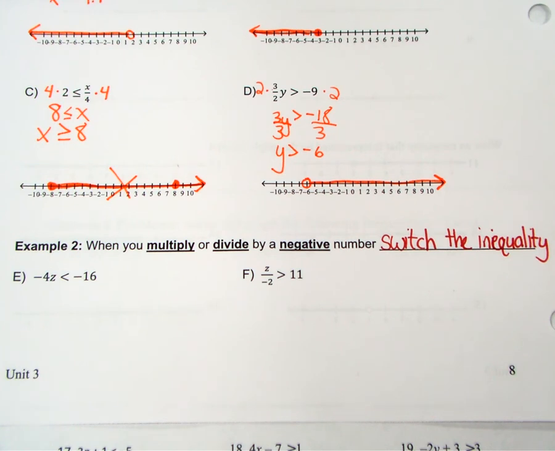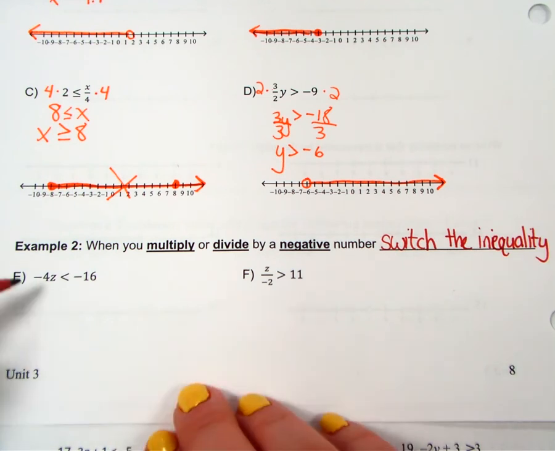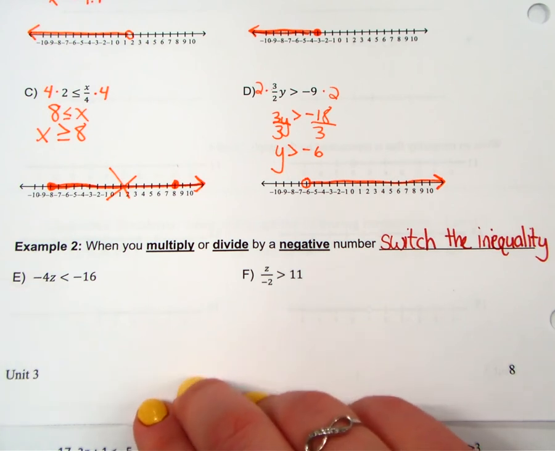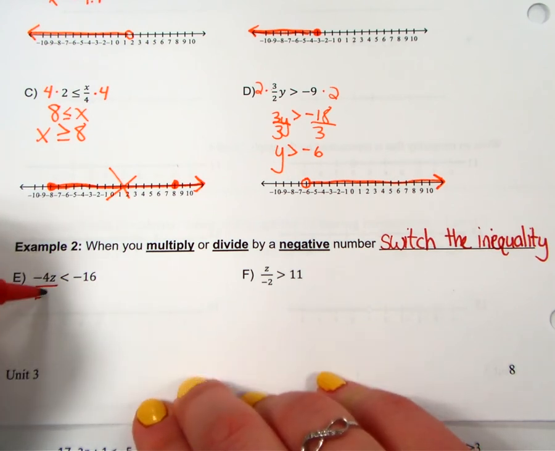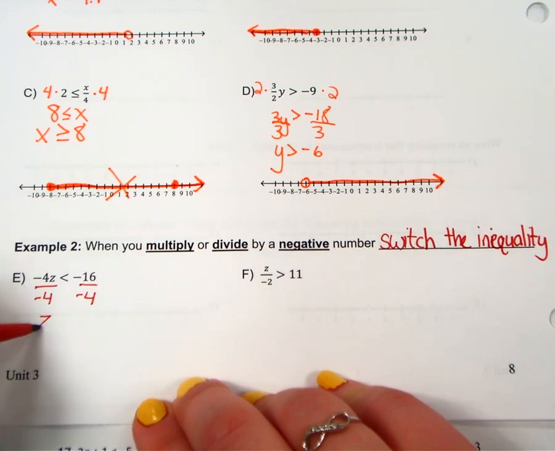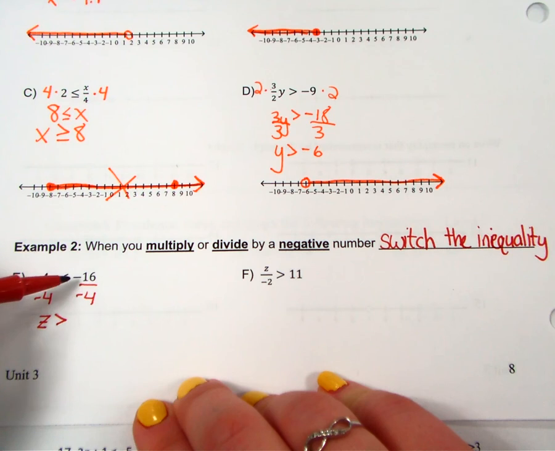When you look at example E, in order to get this z alone, we have to divide both sides by a -4. So since I divide both sides by a negative number, this less than sign becomes greater than. And -16 divided by -4 gives me +4.